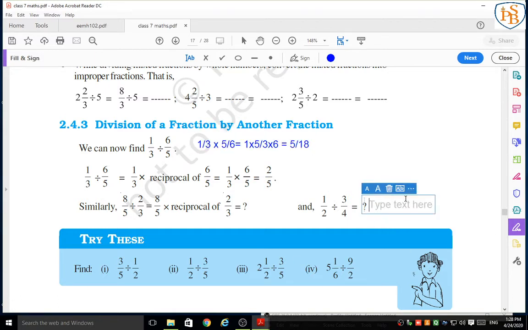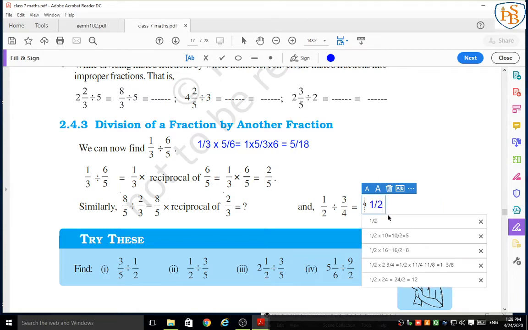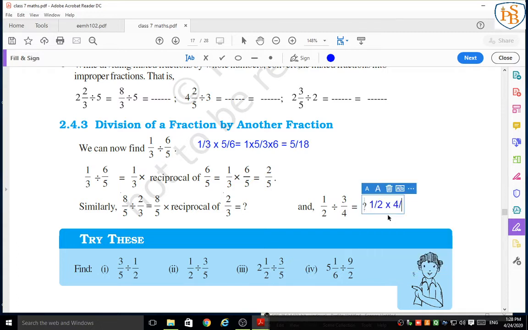That is 1 upon 2 divided by 3 upon 4. I will write here 1 upon 2 as given in the question. Instead of division, I will write here a multiplication sign. And now we have to write the reciprocal of the next fraction. So the reciprocal of 3 upon 4 is 4 upon 3. The next step is the multiplication process. Now we have to do multiplication in the numerator place. So that is 1 into 4 divided by 2 into 3. So my answer will be 4 ones are 4 upon 2 threes are 6.